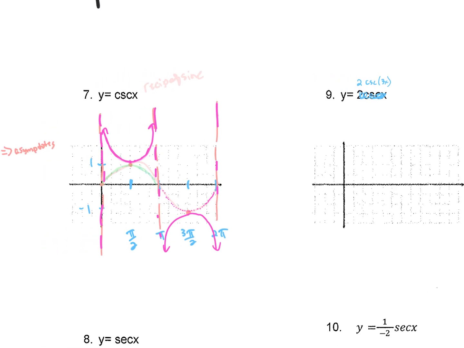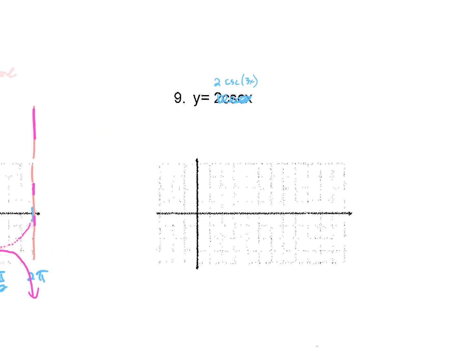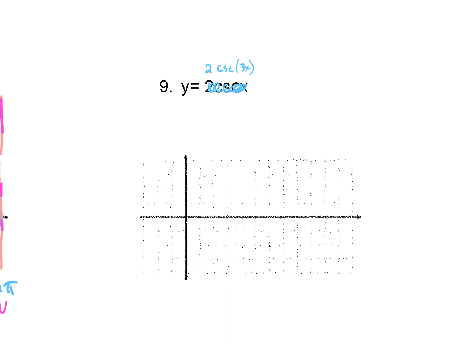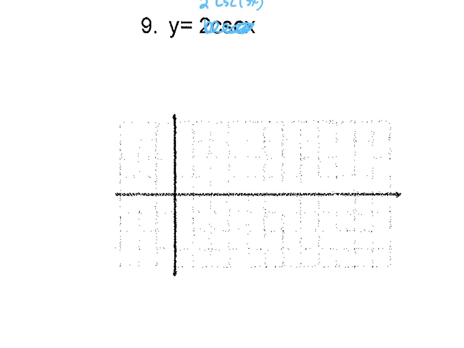Comments or questions on that graph? All right, let's look at this 2 cosecant of 3x. So we need to adjust the period.